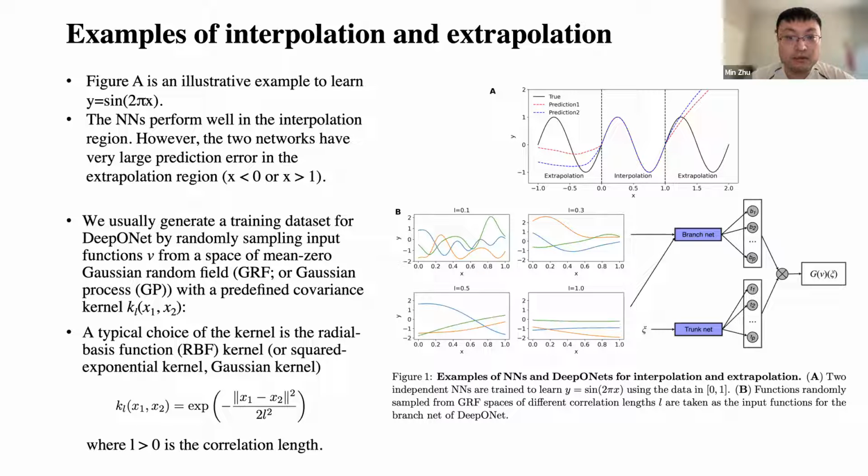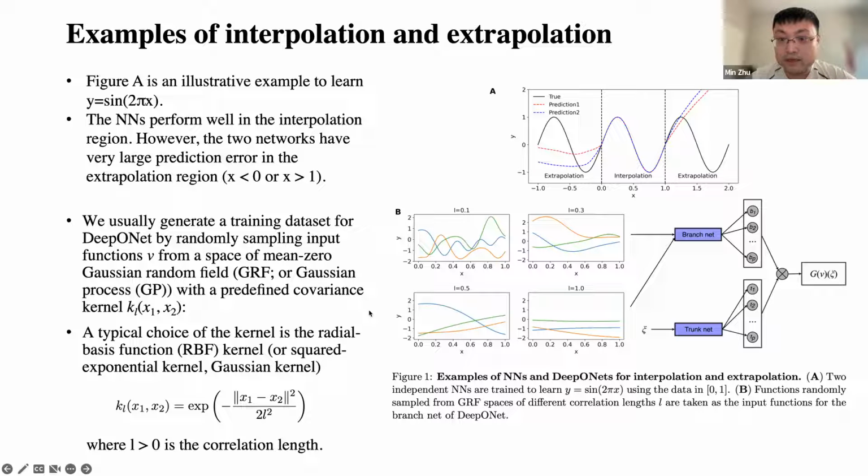When we aim to use DeepONet to learn an operator, we usually generate the training data set from a Gaussian random field with predefined kernels. A typical choice of the kernel is the RBF kernel, in this expression, where L is the correlation length. This is a very important parameter in our work.